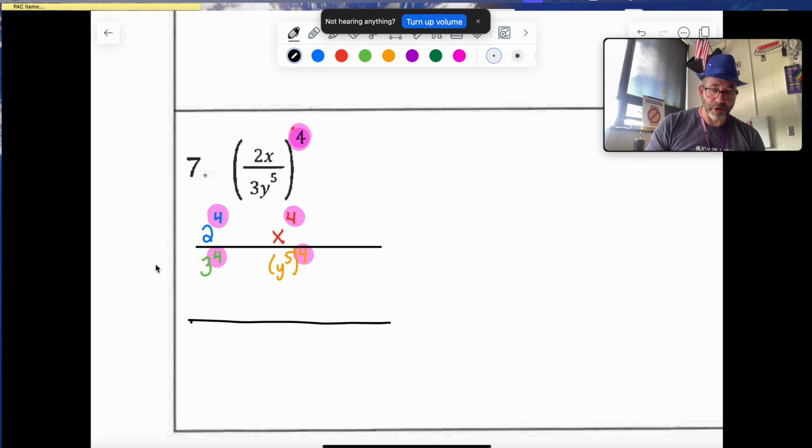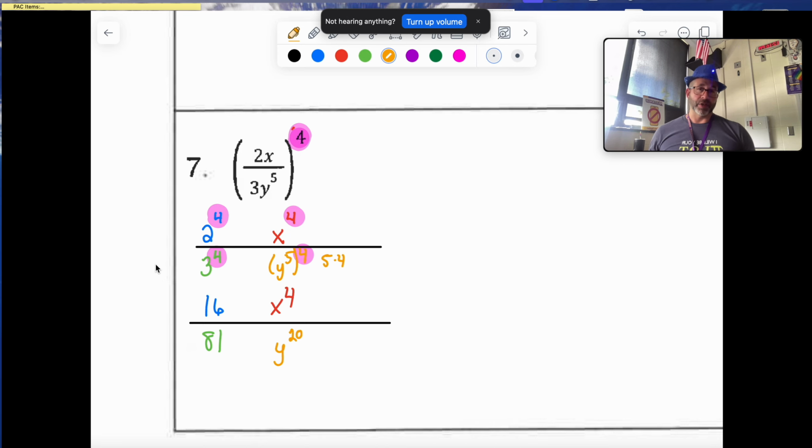That 2 to the 4th is going to equal 16. That 3 to the 4th is going to equal 81. The x to the 4th is just going to be x to the 4th. And the y to the, again, it's 5 times 4, so this will be y to the 20th. Now the x's and y's are not going to cancel out. You don't cancel x's and y's because they're not the same.